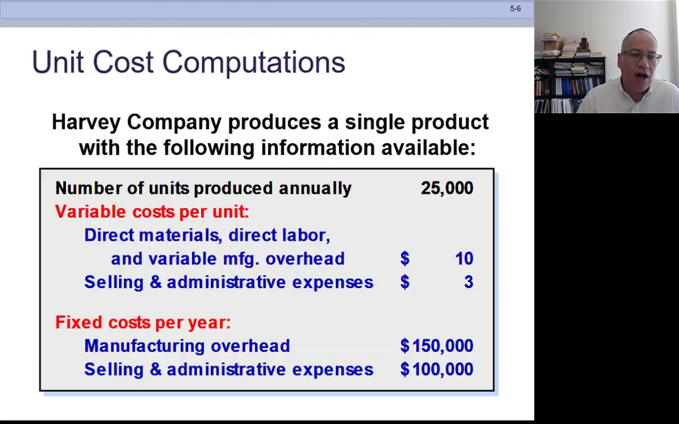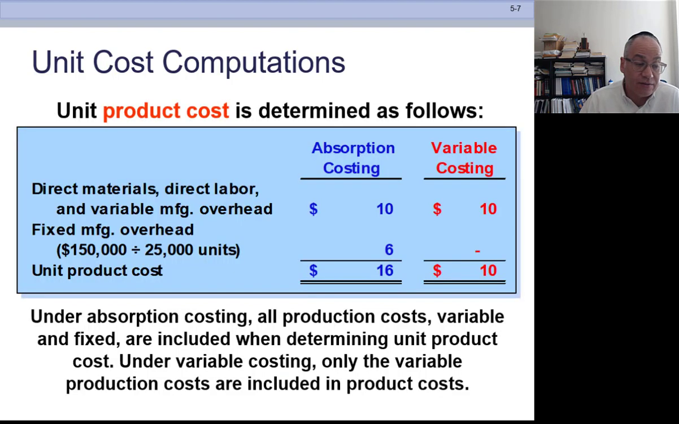So unit costs are going to be different under each technique. Let's say Harvey Company produces a single product with the following information. The number of products produced a year is 25,000. Variable cost for materials, labor, variable overhead is 10. Selling and administrative is 3. And fixed cost, manufacturing overhead is 150,000 fixed. And fixed selling and administrative is 100,000.